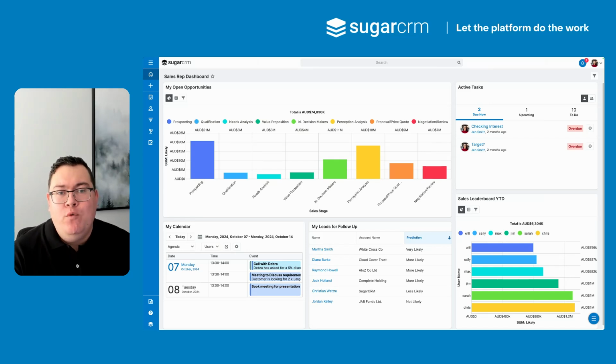At SugarCRM, we've always been focused on reducing time spent on entering data into your CRM, as well as surfacing insights via dashboard reporting to drill into the detail. I'm super excited to give you a quick look today at Sugar Intelligence, our generative AI for opportunity insights.